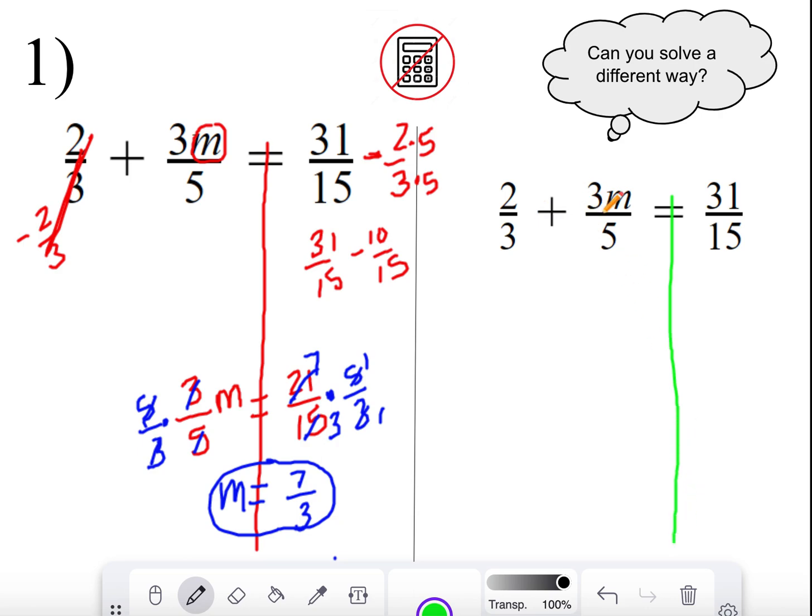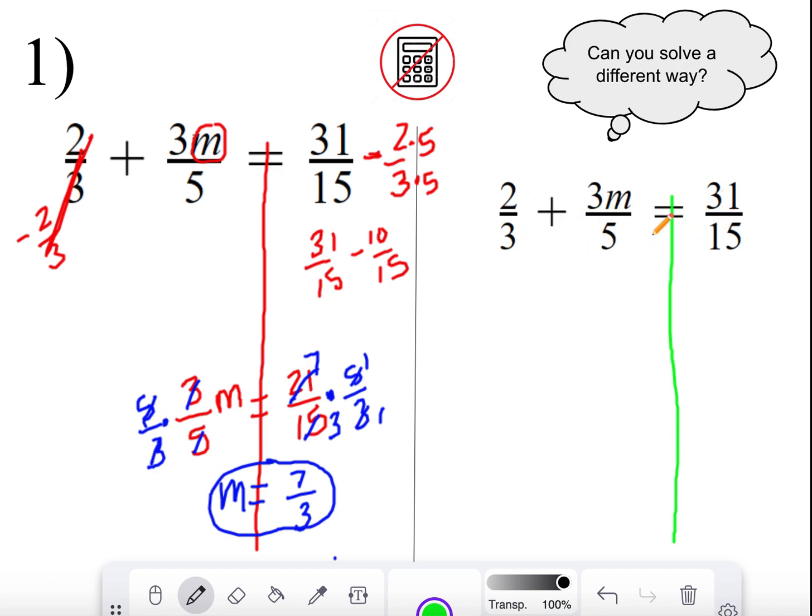Now remember, whatever I do to one side, I have to do to the other side of the equation to maintain balance. Now do you see how the denominators are 3, 5, and 15? I could multiply every single one of these terms on both sides of the equation by a number that would allow me to get rid of the denominators or turn the denominators into the number 1. As long as I do this to both sides of the equation, I will maintain balance.